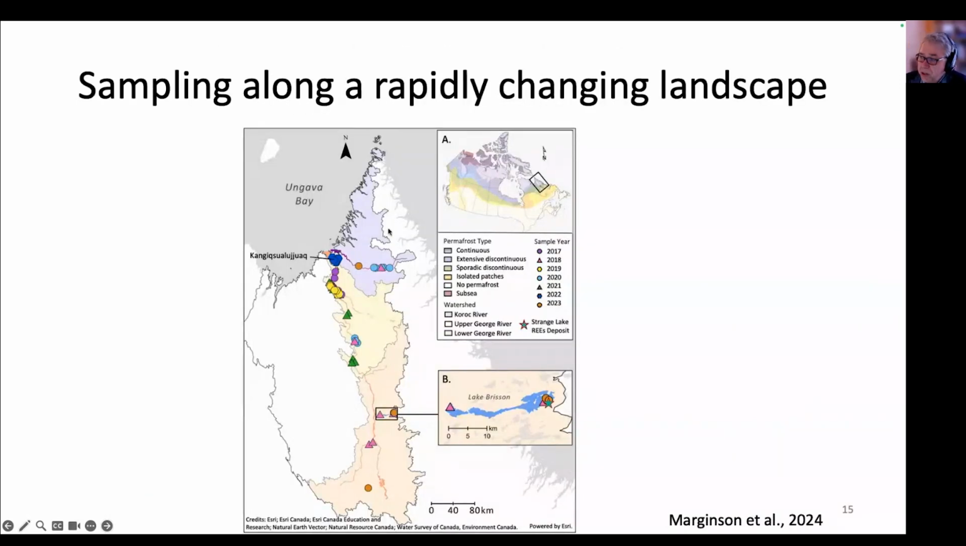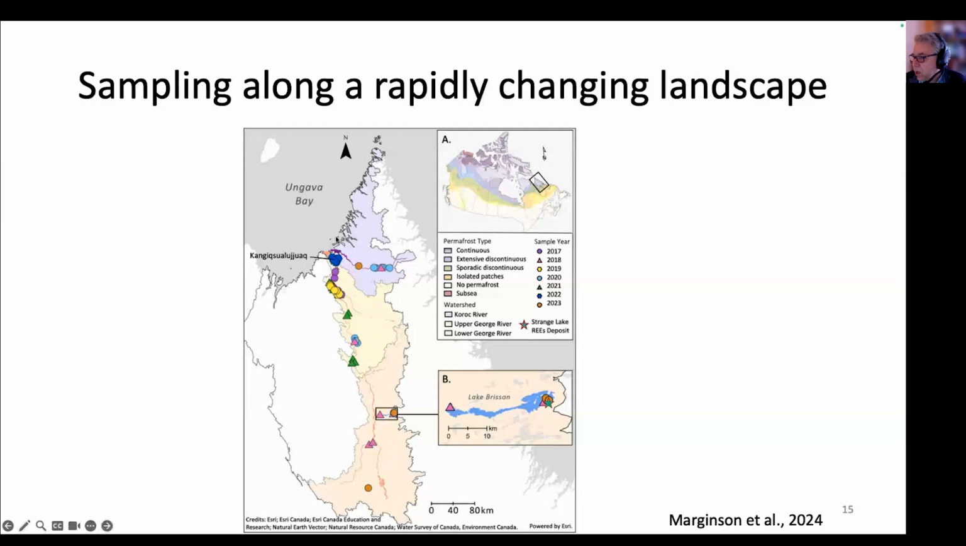Because it's in the subarctic, it's in an area of great transition. So in a couple of 100 kilometers you have a shift between continuous, extensive, discontinuous permafrost types up to really no permafrost in some instances. So it's really a great environmental gradient here. You have the mine located here, the river that goes from south to north and goes into Ungava Bay.